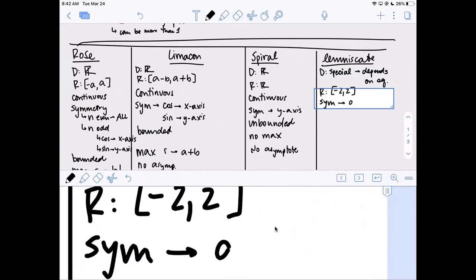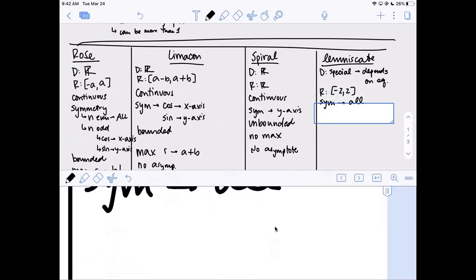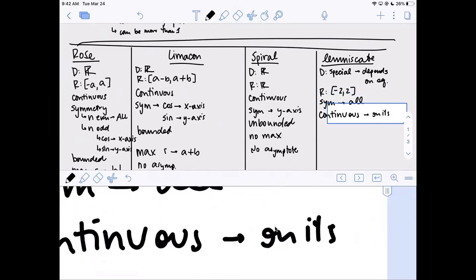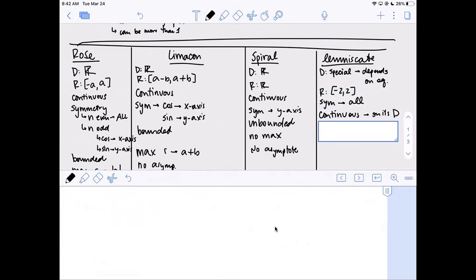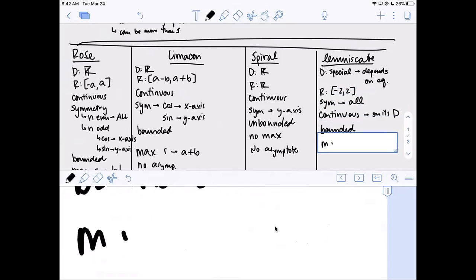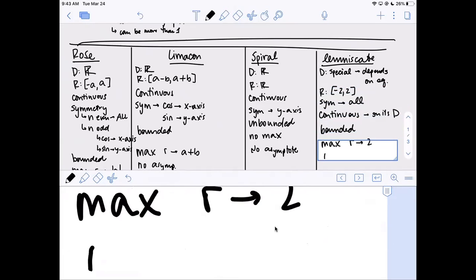Your symmetry is all of them, all 3 symmetries: x-axis, y-axis, and the origin. It's continuous on its domain. So you'll see in a little bit that there would be times where we could pick up the pen or pencil, but based on the domain that we would give, it's continuous. It is also bounded, and you'll see momentarily what shape it makes. It has a max of 2 because its max r is 2 based on its range, and then it has no asymptote.